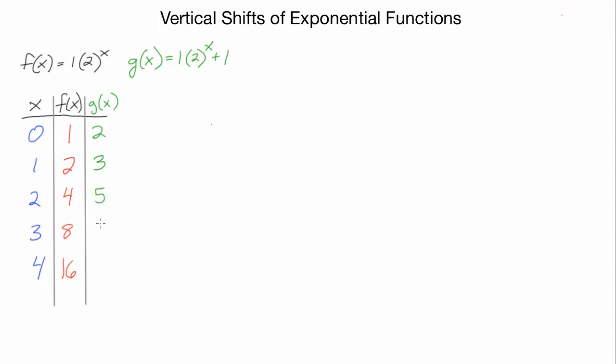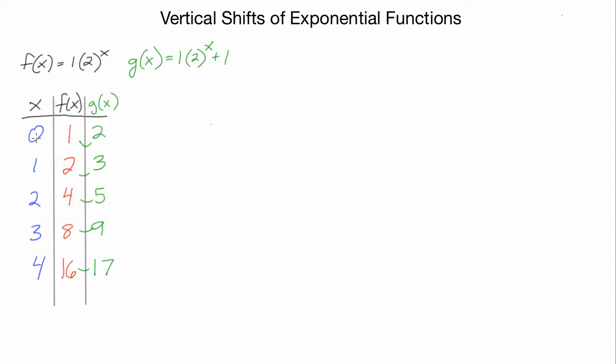And hopefully you start to see the pattern that every function value for g of x is just 1 more than what we had for f of x, because we added 1. We took essentially f of x and just added 1 to the end. So we see this whole plus 1, plus 1, plus 1, plus 1. And that's where we get at the heart of vertical shifts.